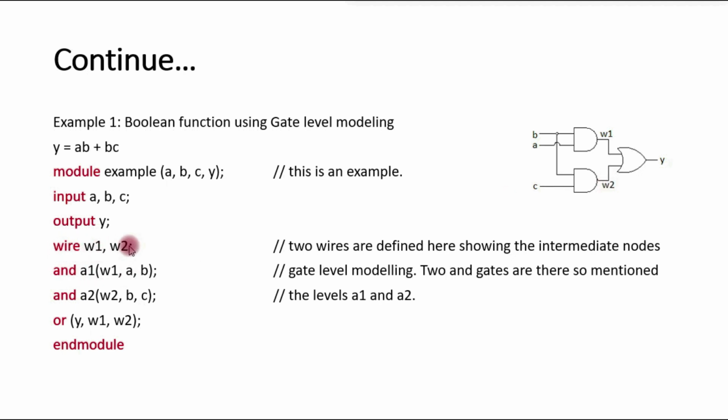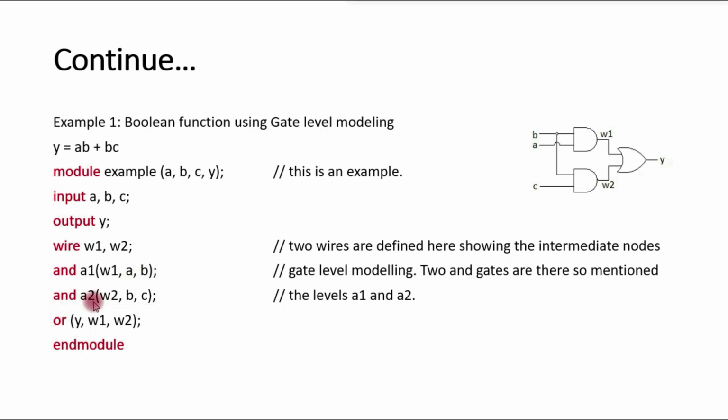So wire W1, W2, and here two AND gates are used. For simplification or better understanding, we are labeling the AND gates here. This one is AND gate A1, this one is AND gate A2. AND gate, AND, and OR are predefined primitives in the Verilog library, and these are used in gate level modeling. For AND gate A1, the output is W1 and the inputs are A and B. So the syntax for A1 is: and A1 (W1, A, B).